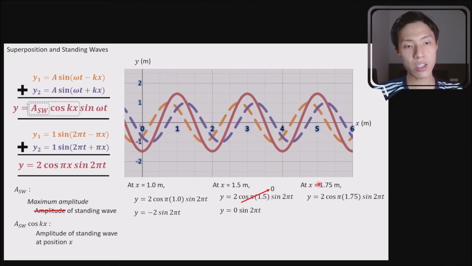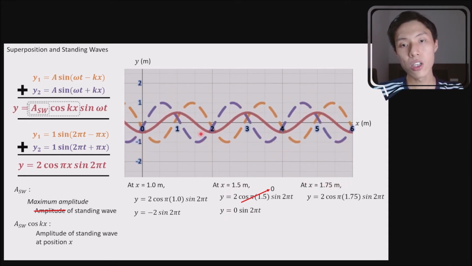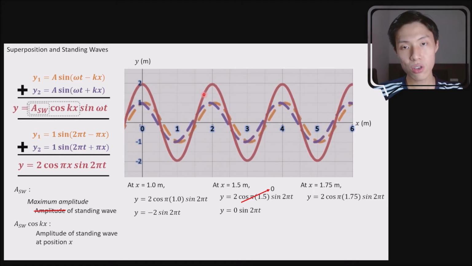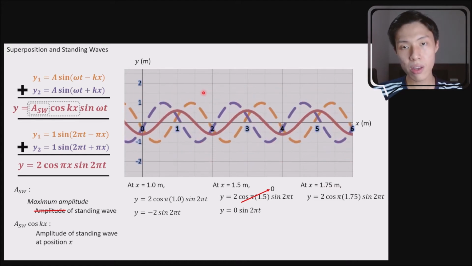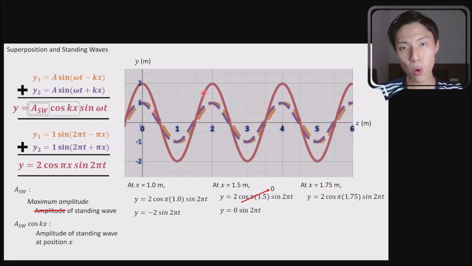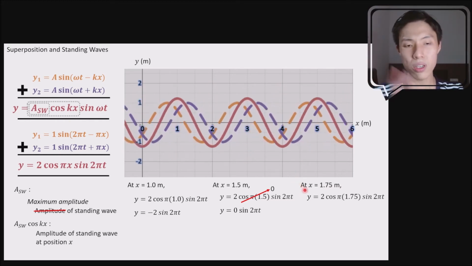Next, you look at x equals 1.75 meter. So 1.75 is around here. So you should expect the amplitude to be somewhere in between. Okay, it's over here, somewhere between 1 and 2. So you should get 1 point something, maybe.